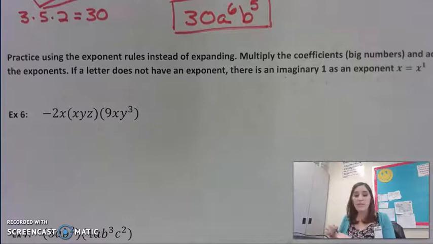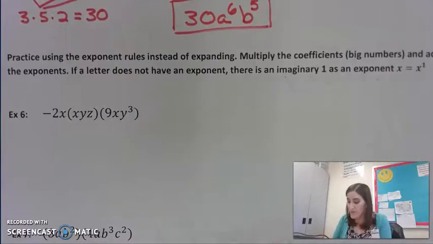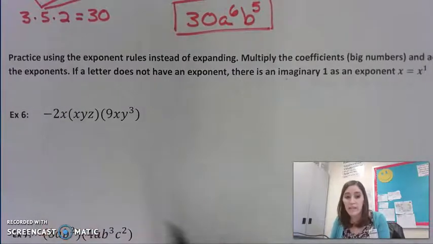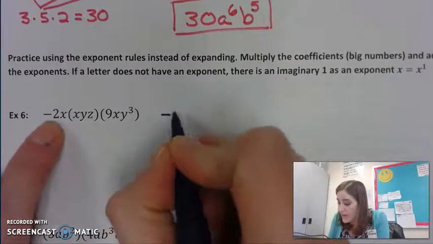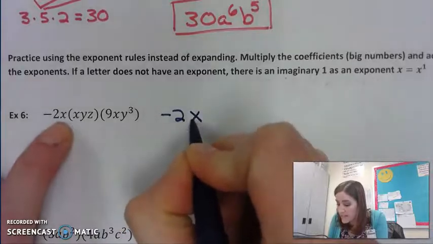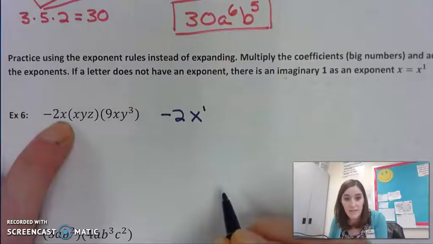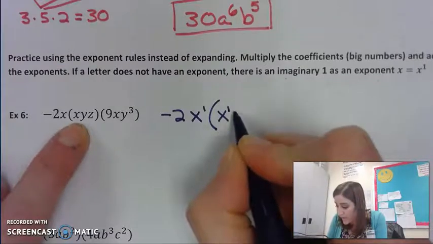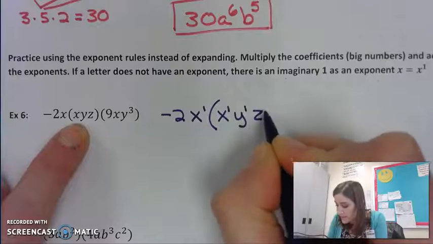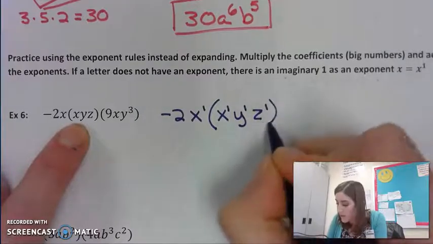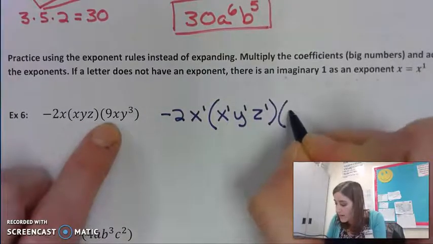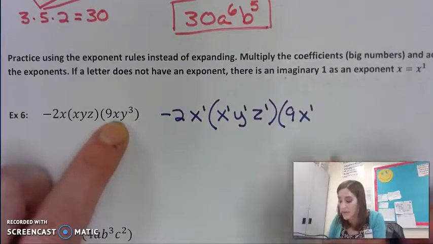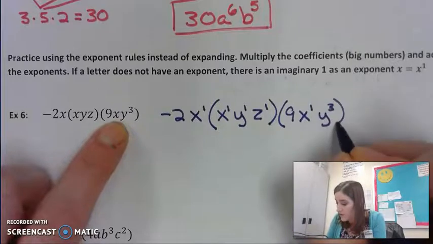And when you do this, I'm going to start by rewriting this problem so that I can actually see all of the exponents. So if some letter doesn't have one, give it an imaginary 1. I've got that negative 2. I've got an x, and since it doesn't have an exponent, I'm going to give it a 1. In the parentheses, I've got x to the 1st power, y to the 1st power, and z to the 1st power. I'm going to go ahead and close that. And over here, I've got 9. Then I've got x to the 1st power, because it doesn't have an exponent, and y to the 3rd.